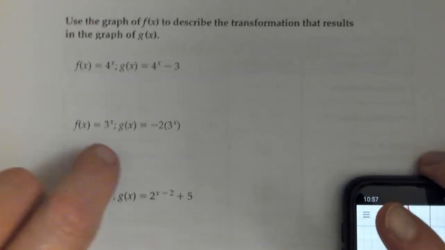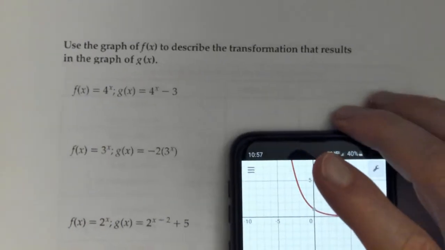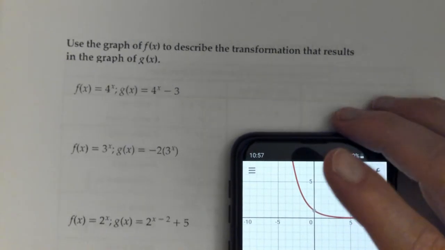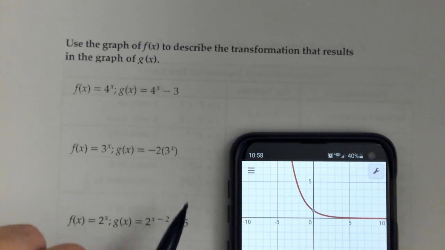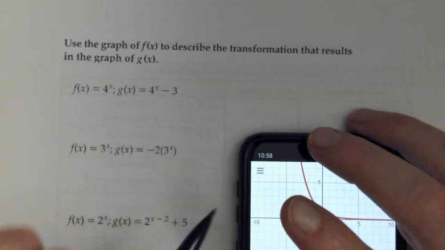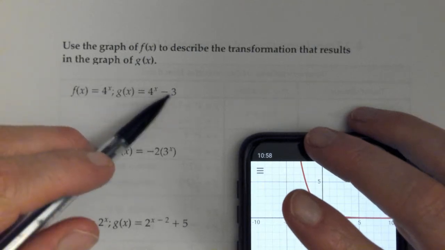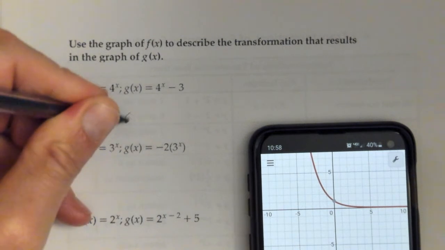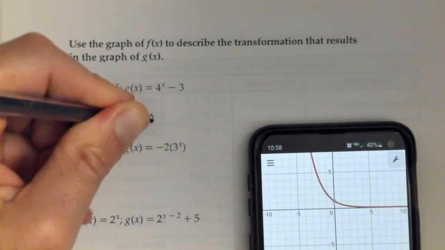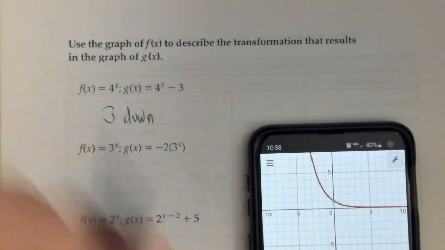All right, so what we want to do is take this and verify it by the graph, or if you remember from your chart, you can do it that way as well. For example, if I take 4 to the x power and subtract 3 from the entire function, I should remember that that's going to move it 3 down. If you didn't remember that and you can't see it from the chart, then graph it and see what happened.